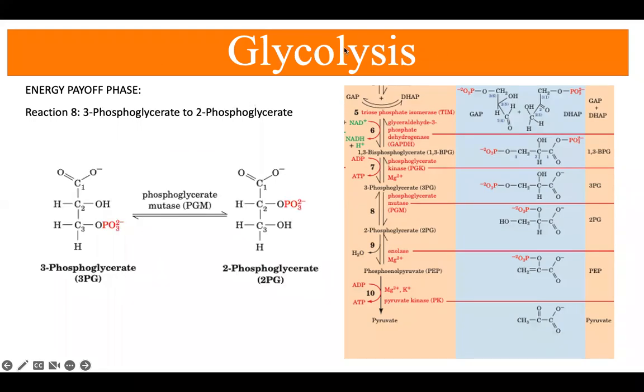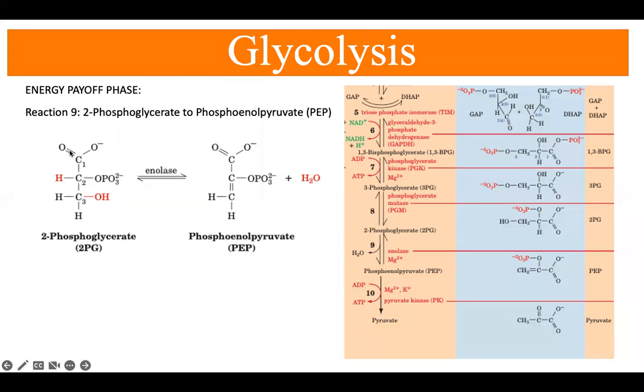Okay, moving on to the next reaction, reaction number 8, where 3-phosphoglycerate is converted to 2-phosphoglycerate. Now, the main difference between these two molecules is the position of the phosphate group. In the 3-phosphoglycerate molecule, the phosphate is attached to carbon number 3. But now the mutase enzyme is going to act on it and transfer this phosphate group to carbon number 2. So this mutase is doing this. So this is an isomerization reaction, you can say.